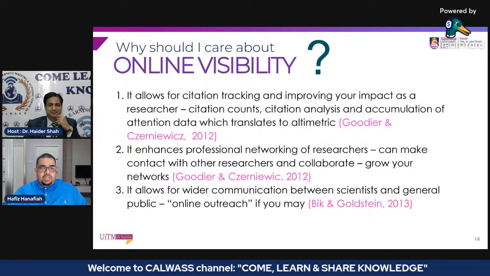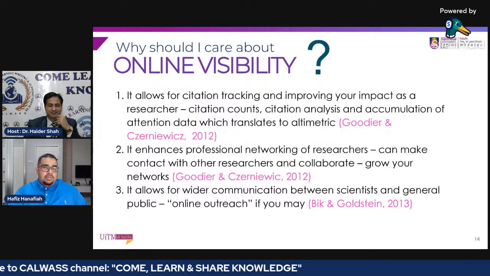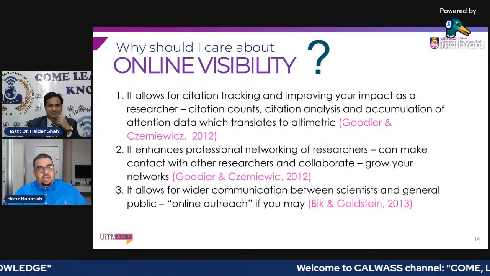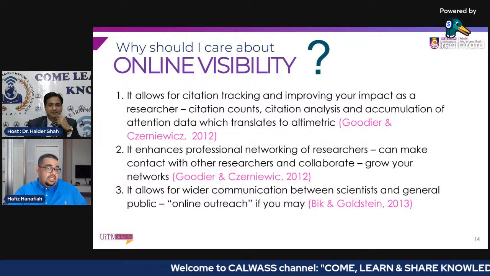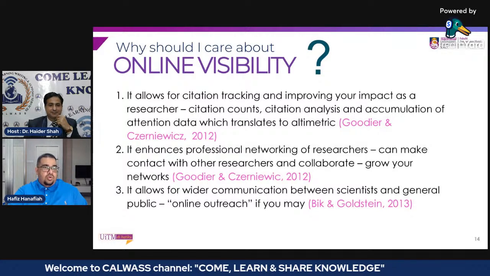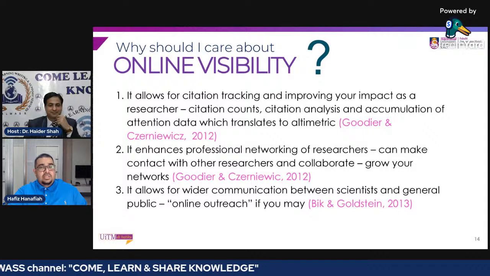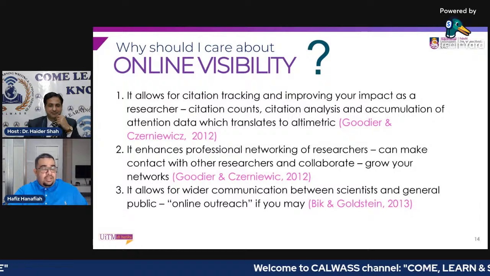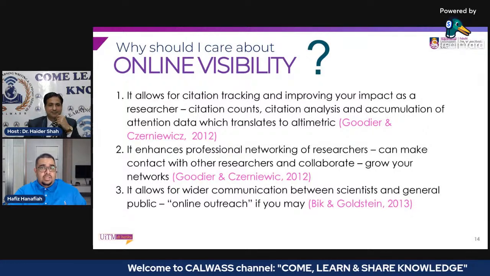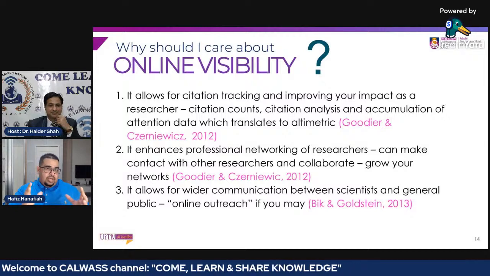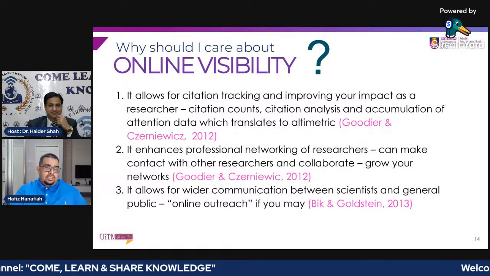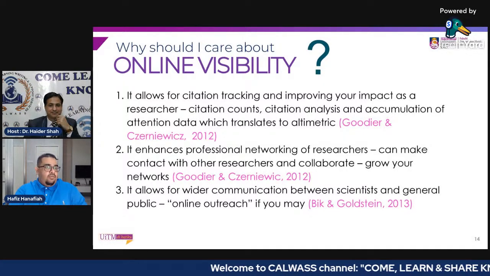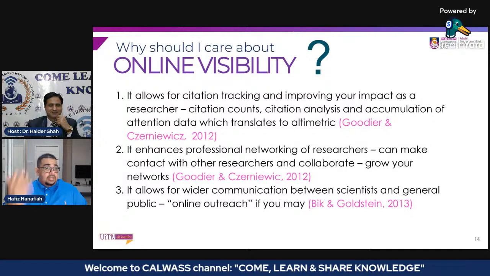The concern with online visibility is also it allows some sort of citation tracking system, in which you can have this data that reflects your counts, and who cited you, or from where your research gains interest, and this data can be translated into altmetrics, which can rank or measure your efficiency and effectiveness. Besides that, it also creates connections or networking among other researchers. That is how you grow your networks. And besides that, it allows for communications between scientists and the general public.